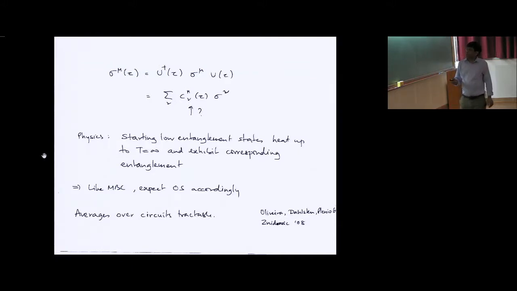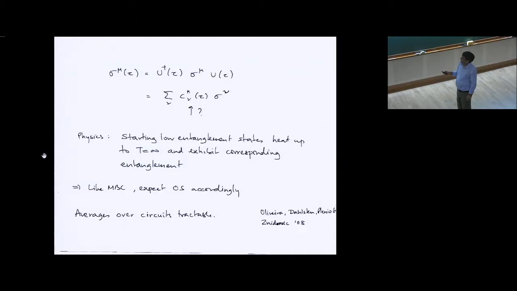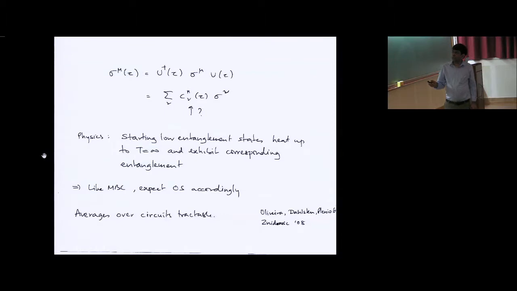Okay, so what I want to do is to start with a local on-site Pauli, evolve it using this multi-layer circuit, and then expand it in the basis of standard Paulis and ask, what are these numbers? So I'm taking its projection onto sigma nu, and what is this number as a function of time? I already said in response to what you asked that starting low entanglement states heat up to infinite temperature and exhibit the corresponding entanglement. So at late times, you'll see that the entanglement, for instance, is log 2 across any cut. So this is like the chaotic case, so you should expect the operators to spread accordingly.